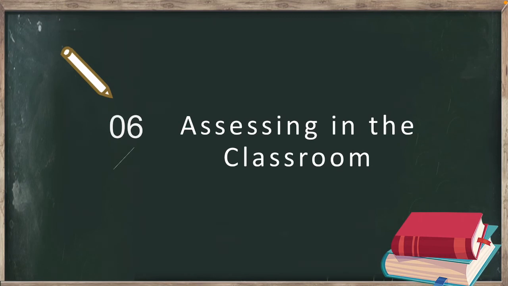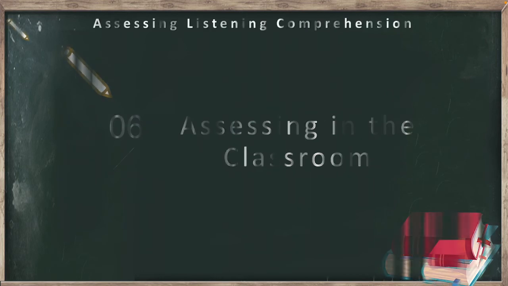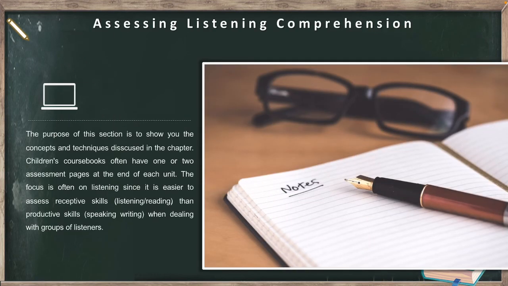Okay, thank you, Cinthya. I will present the next material. It is about assessing in the classroom. Assessing listening comprehension. The purpose of this section is to show you the concepts and techniques discussed in the chapter. Children's coursebooks often have one or two assessment pages at the end of each unit. The focus is often on listening, since it is easier to assess receptive skills like listening or reading than productive skills like speaking or writing when dealing with groups of listeners.